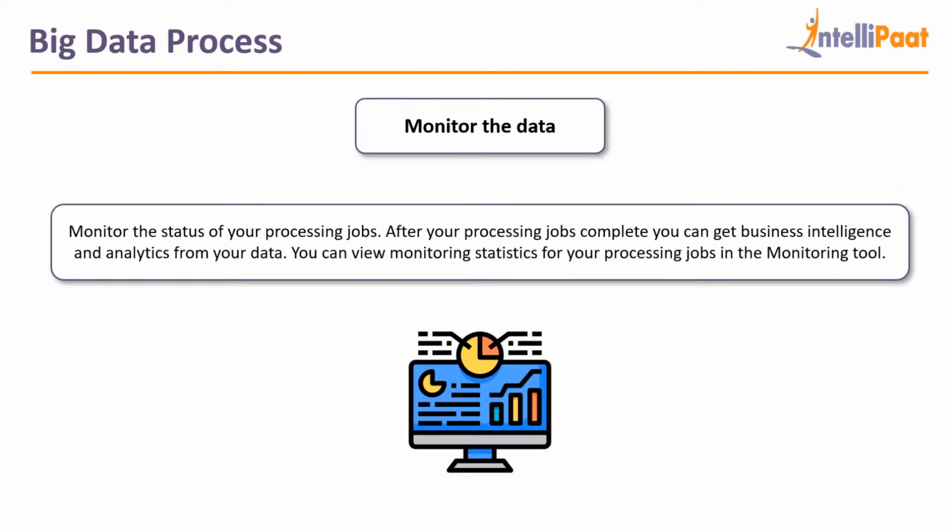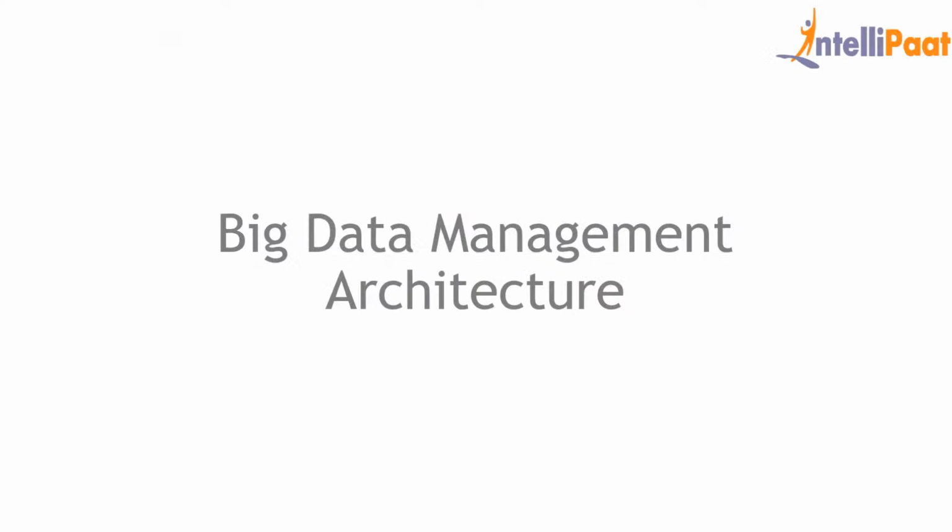And then monitor the data. So this basically means you monitor the status of processing jobs which are currently running, and you check whether the job is complete or if there is any failure or an error, and you can view the monitoring statistics of how long a particular processing job is taking, and according to that you can change the environment's configuration and all that. Also, once the processing job completes, you can get the data to a business intelligence tool and start your visualization. Okay, so we've seen all that, guys.